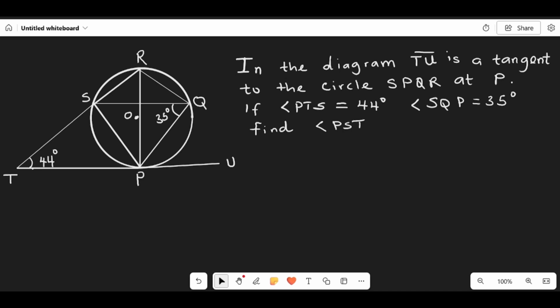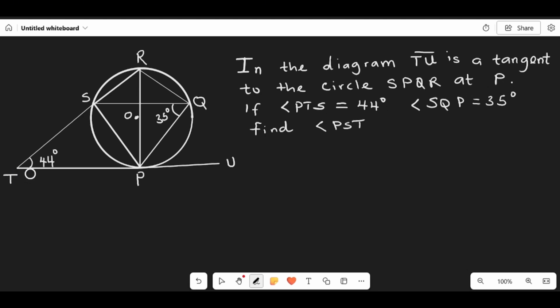Most students miss this question because they forget one circle theorem. Let's fix that. In the diagram, line TU is a tangent to the circle XPQR at P.